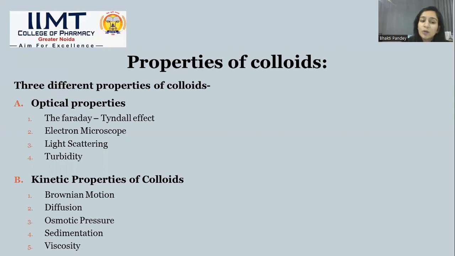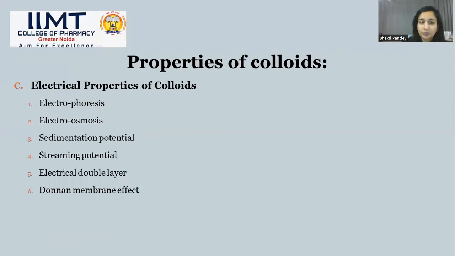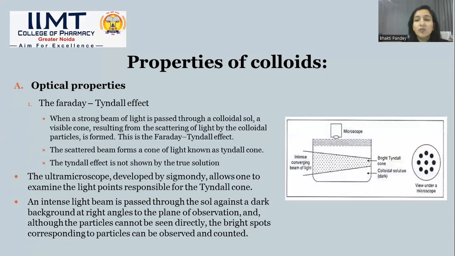And in kinetic properties, we have Brownian motion, diffusion, osmotic pressure, sedimentation, viscosity. And in electrical properties, we have electrophoresis, electroosmosis, sedimentation potential, streaming potential, electrical double layer, and Donnan membrane effect. So first of all, we'll be starting with the optical property.